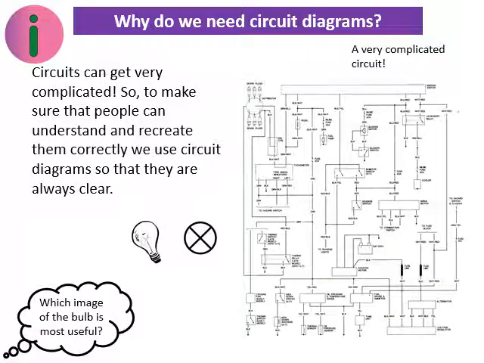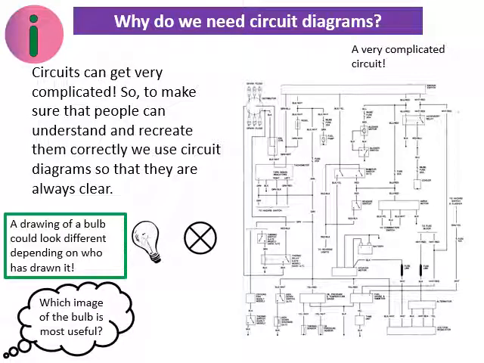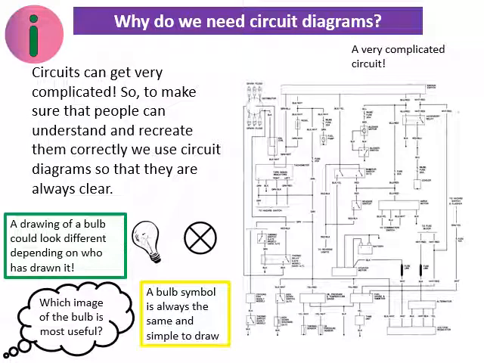Okay, so hopefully you've done that. A drawing of a bulb could look completely different depending on who's drawn it. I could draw one and it would look totally different to if someone else had drawn one. However, the symbol is always the same and it's really simple to draw. So anyone anywhere in the world would know that that is a bulb.